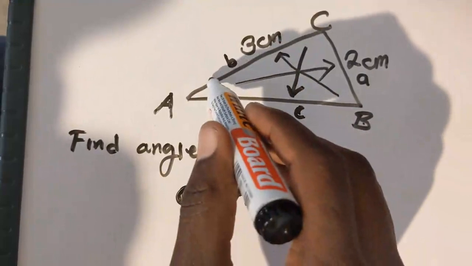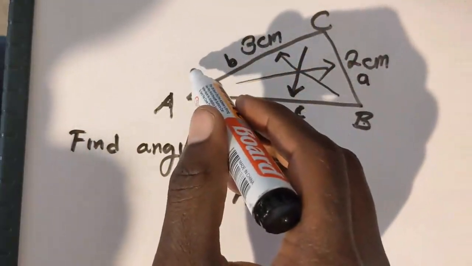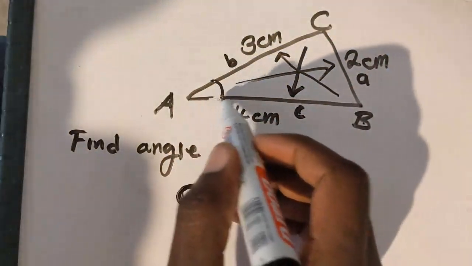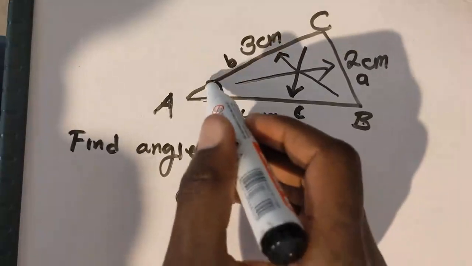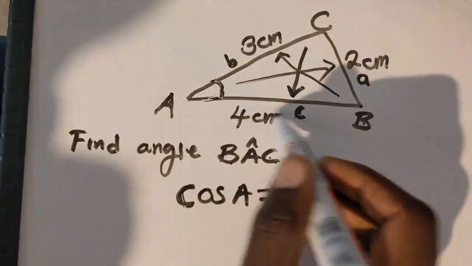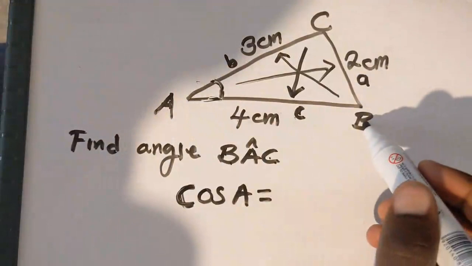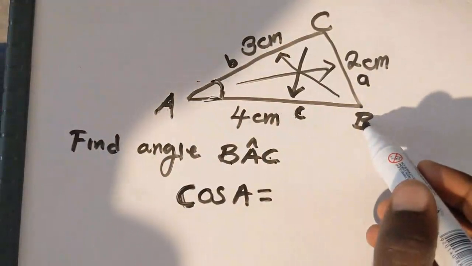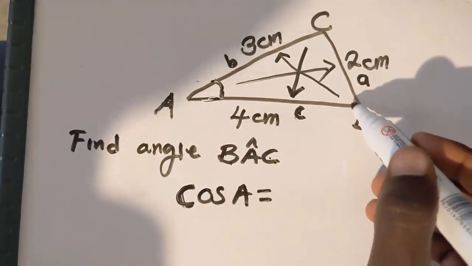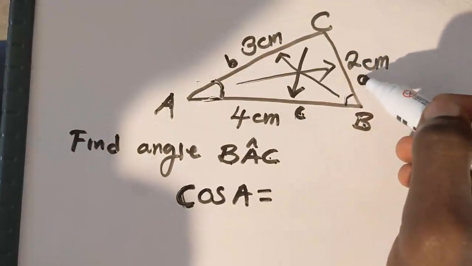The sides that put this angle in the middle are this side and this side. I want you to get this point. The sides that put this angle in the middle are this and that side. If we were to get angle B, so if we say cos B, the sides that put B in the middle are c and what? And a.